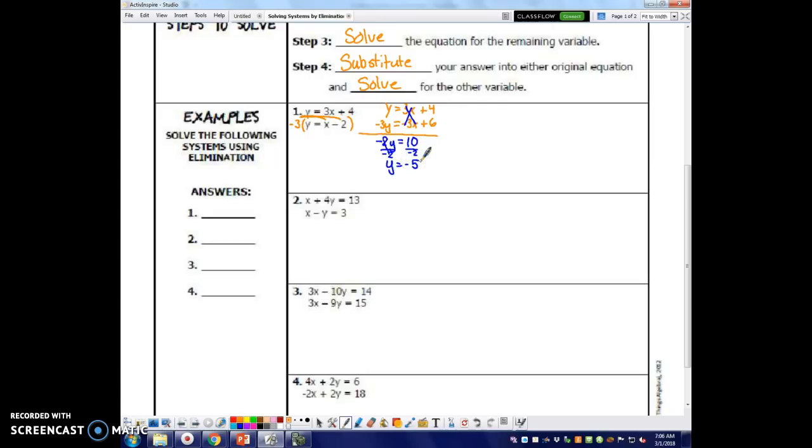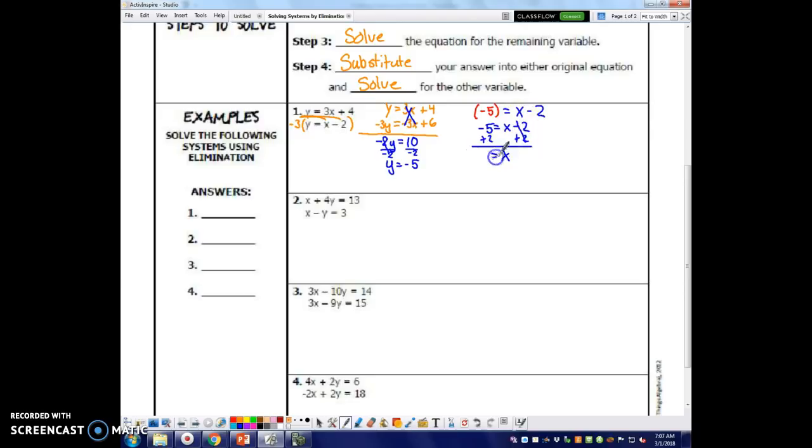So now that we already have y, we need to substitute. Okay, you can pick either equation. I'm going to choose this bottom one. So instead of y, you're going to use what y equals, negative 5. So negative 5 equals x minus 2. Okay? So instead of y, we put that negative 5. Well, we need to solve for x. How can we get x by itself? We need to add this 2.